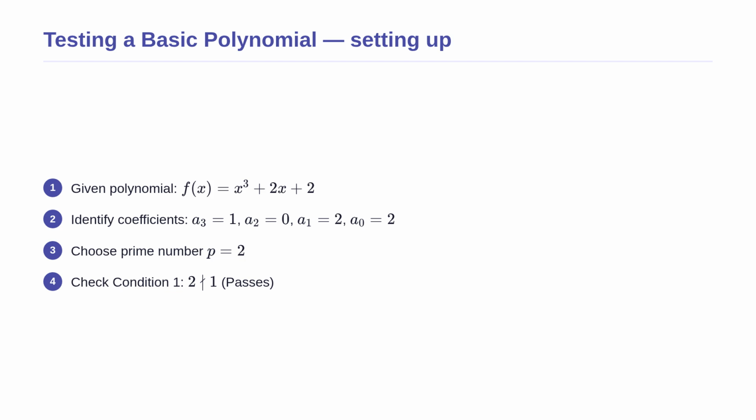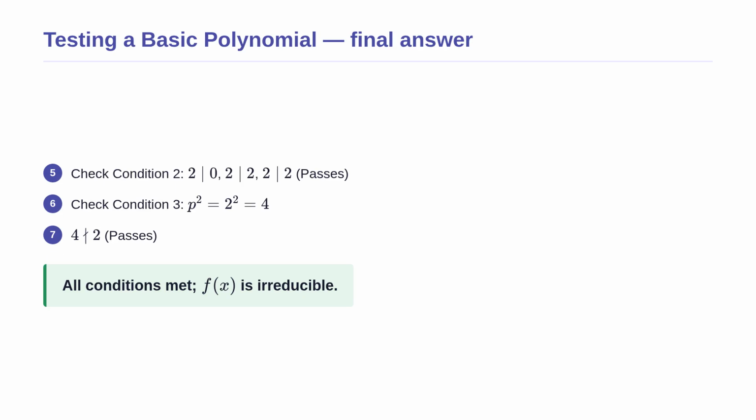Since the number 2 appears frequently, we will choose the prime number p equals 2. Checking the first condition. 2 does not divide the leading coefficient 1, so the first condition passes perfectly. Now that the first condition is met, let us check the remaining 2.